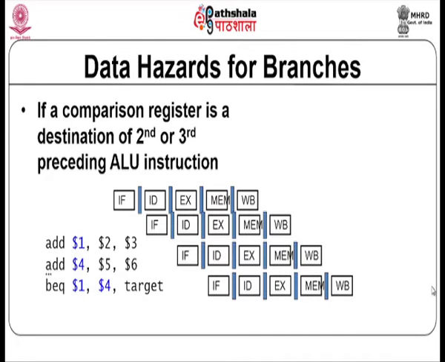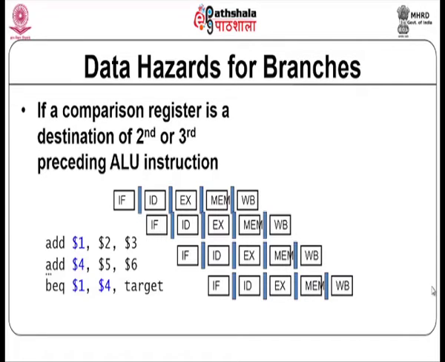You have an add instruction which modifies R1, you have another add instruction which again modifies it, and the branch-if-equal instruction is dependent on your R1 and R4. In this case, if the branch is going to be resolved in the second clock cycle, by then the data will not be available from the other instructions.